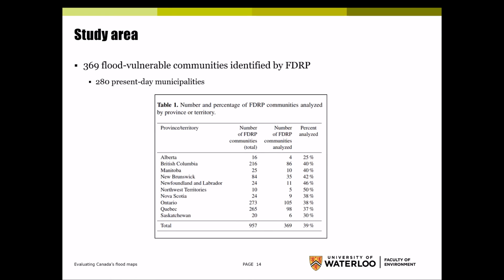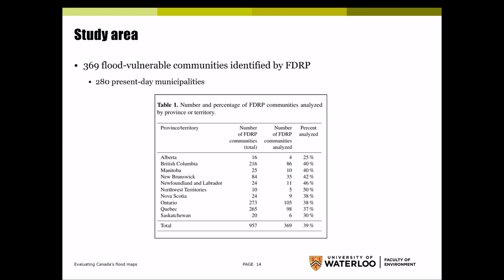In Canada, a lot of our foundation in terms of flood management came from the Flood Damage Reduction Program, and that's really the only list we have that's publicly accessible, to my knowledge, of flood-vulnerable communities across the country. As Jason mentioned, there were 957 communities identified by the FDRP in the 1970s as being flood prone. We then created a sample of those communities and came up with 369 communities, to have a representative sample of flood-vulnerable areas, to figure out: are flood maps available for these communities?